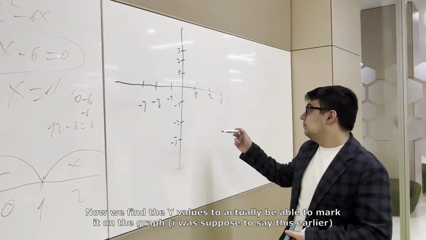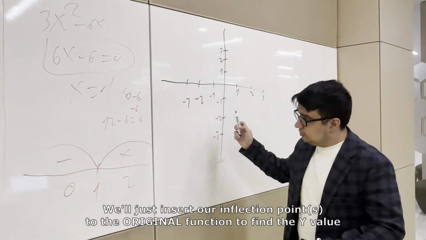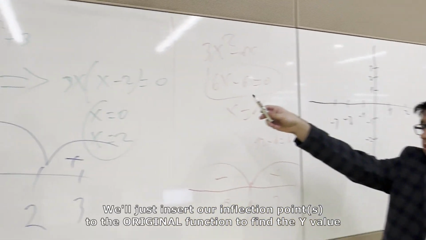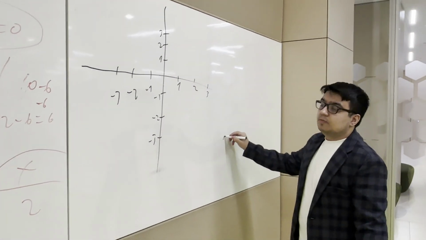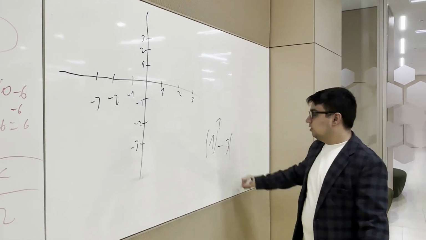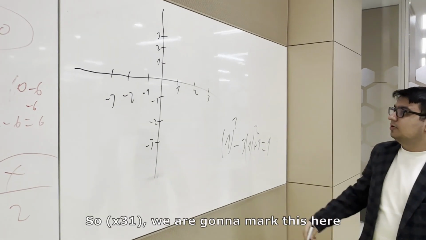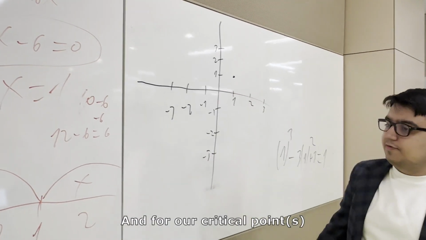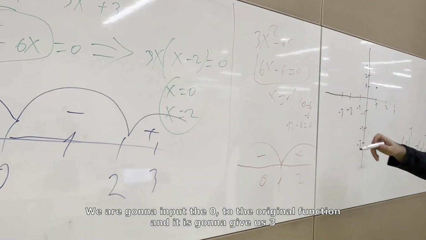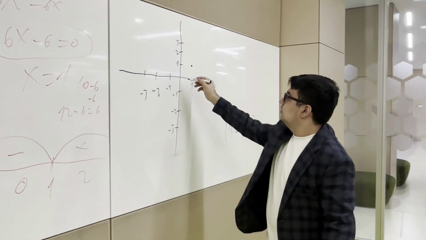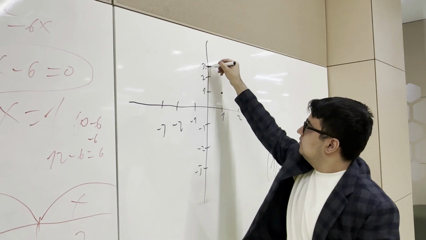Now we have to find the y values of our inflection point, and to find that, we can just insert our inflection point into the original function, and that's going to give us 1 minus 3 plus 3, which gives 1. So we're going to mark this here, and for our critical points, we're going to do the same. When we put in 0, it's going to give us 3. So this is one of the points.